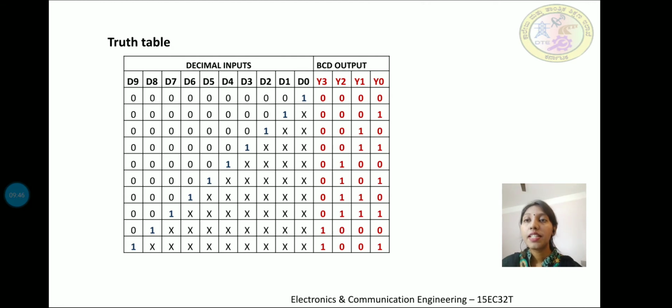When digit 3 is active and the higher priority inputs from D4 to D9 are inactive, then regardless of the state of lower priority inputs, the output obtained for the digit 3 is 0011. When D4 is active and the higher priority inputs from D5 to D9 are inactive, then regardless of the state of lower priority inputs, the output code for D4 is obtained as 0100.